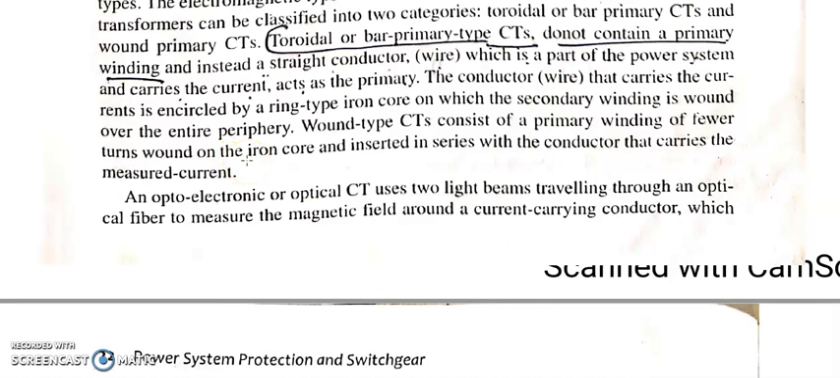The wound type current transformer has both primary winding as well as the secondary winding, but the primary winding turns are very less when compared to that of your secondary winding. So again the windings are wound on the iron core, and that is inserted in series with the conductor which is carrying the measured current. So here you can see the diagram how it looks.